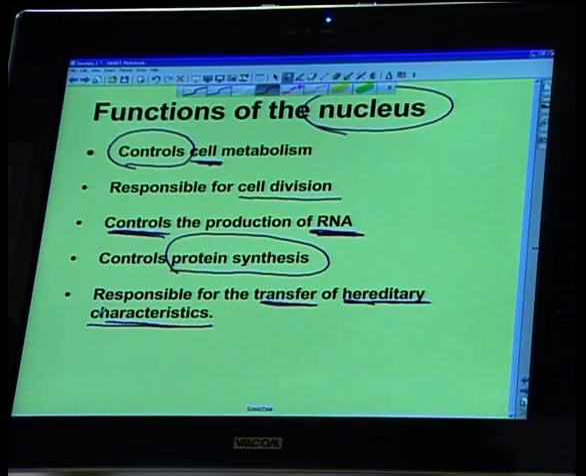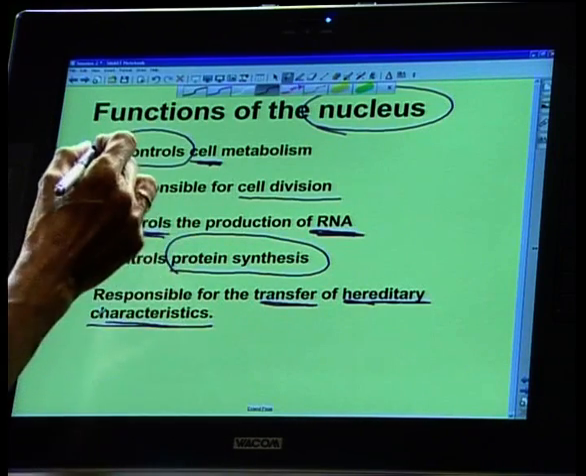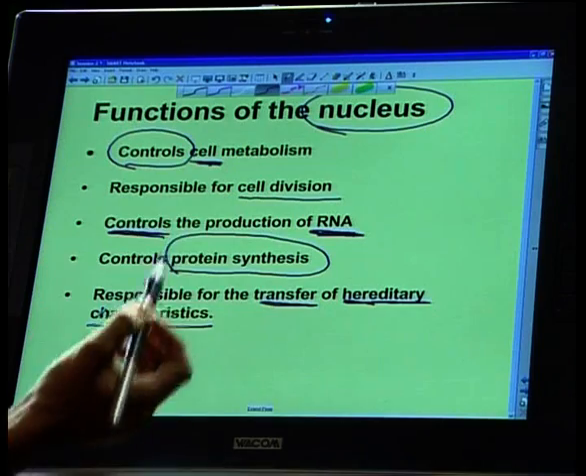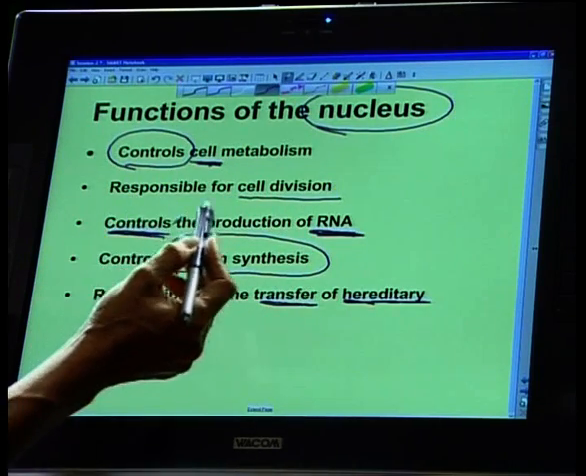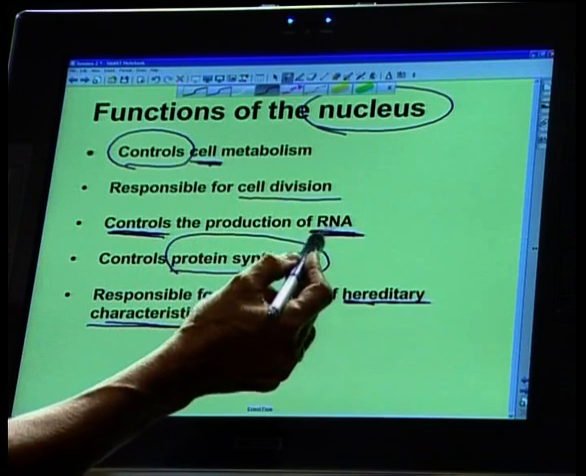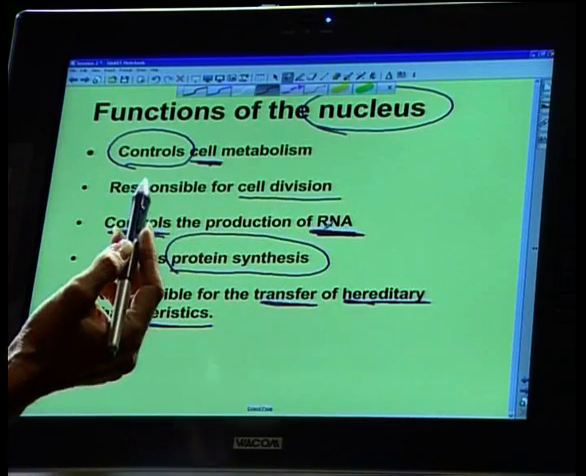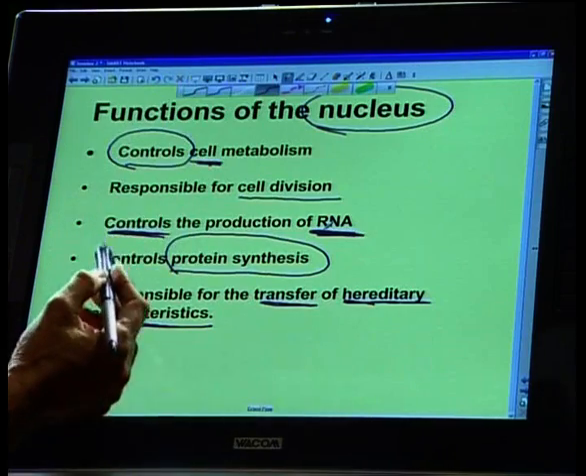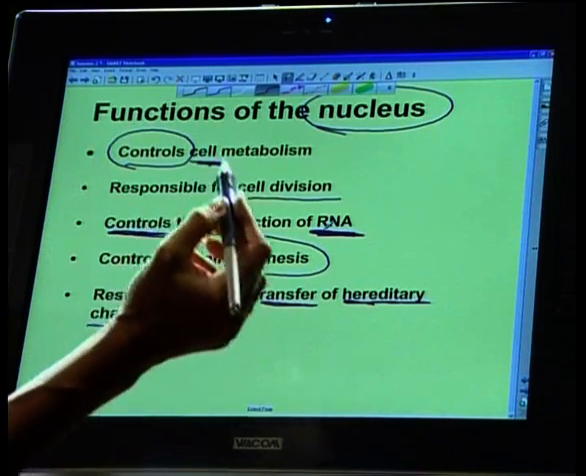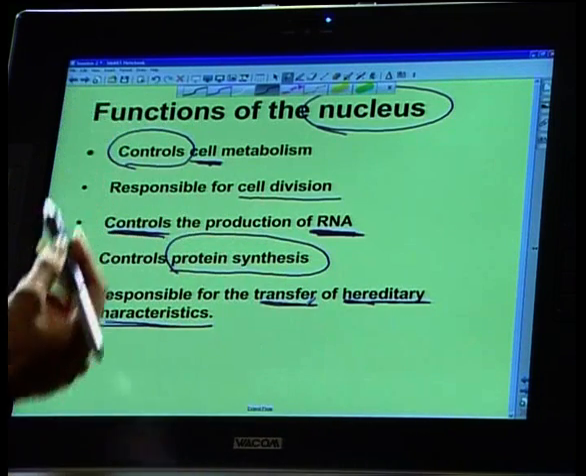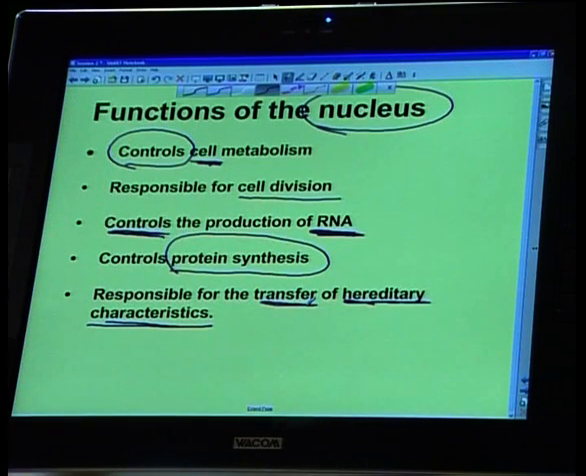Let's look again. Functions of the nucleus. It controls cell metabolism. It is responsible for cell division. It controls the production of RNA, because we need the RNA for protein synthesis. The nucleus controls protein synthesis, and it is responsible for the transfer of all hereditary characteristics. What exactly you are made up of.